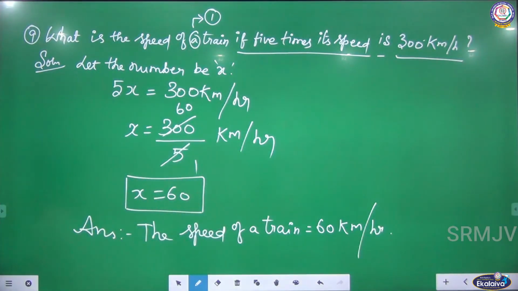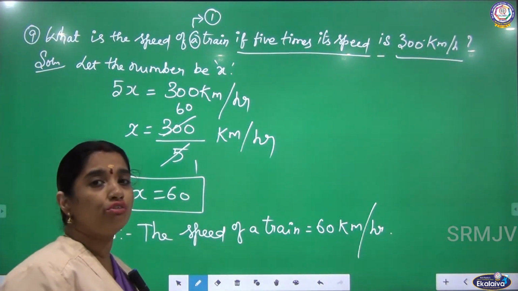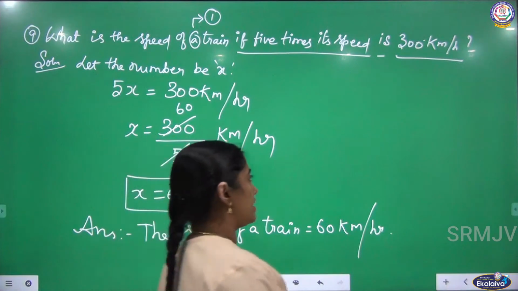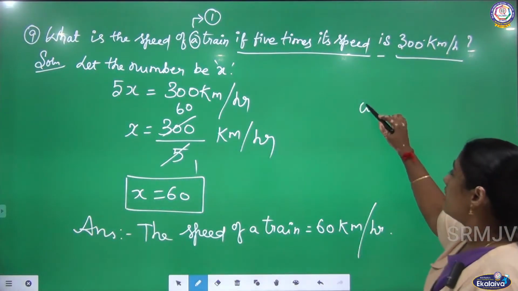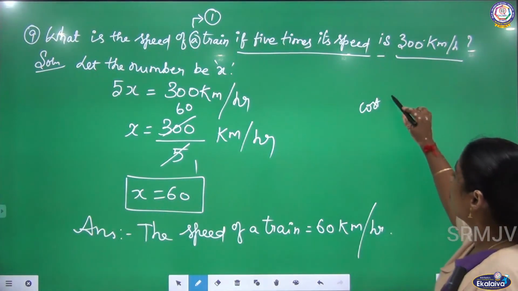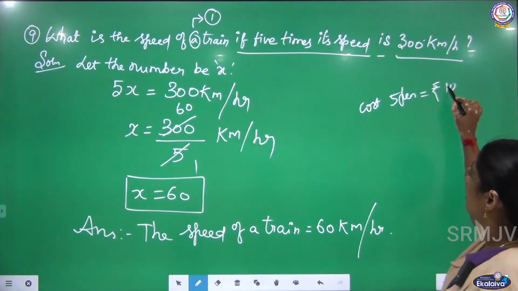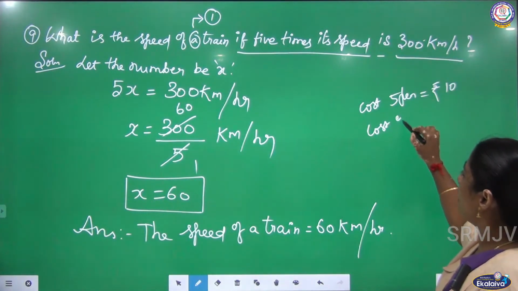Can you understand this? They are given for the 5 times. 5 times which is equal to 300 means, so for one time what am I going to do? I have to divide that by 5. For example, listen. Cost of 5 pens is equal to rupees 10. Then cost of 1 pen, what do I have to do?